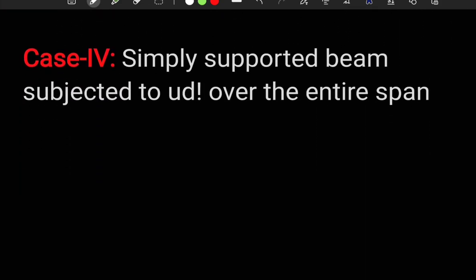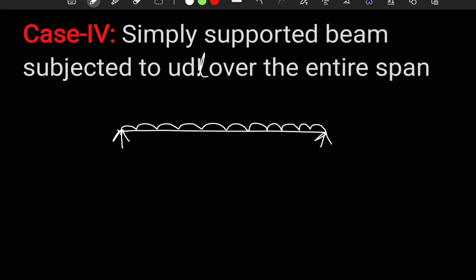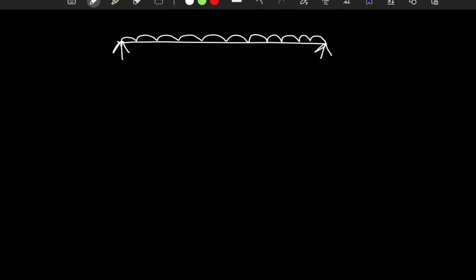Next, case 4: simply supported beam subjected to UDL over the entire span. In the earlier case, we had a simply supported beam with only a point load. In this case 4, we have purely UDL. We study the shear force and bending moment behavior.